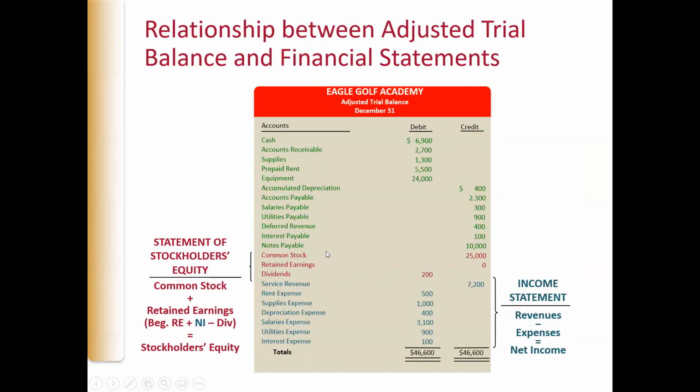This section right here will give us the information we need to prepare the statement of stockholders' equity, along with the net income from our income statement. We'll need that to prepare our statement of stockholders' equity. So we always start with the income statement, and then we do the statement of stockholders' equity. After that, we create our balance sheet. You can see our balance sheet shows up here, our assets and our liabilities, along with the stockholders' equity section.